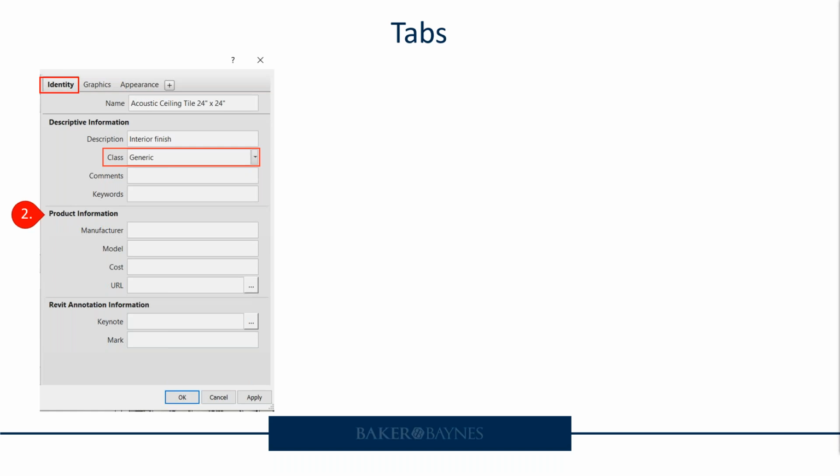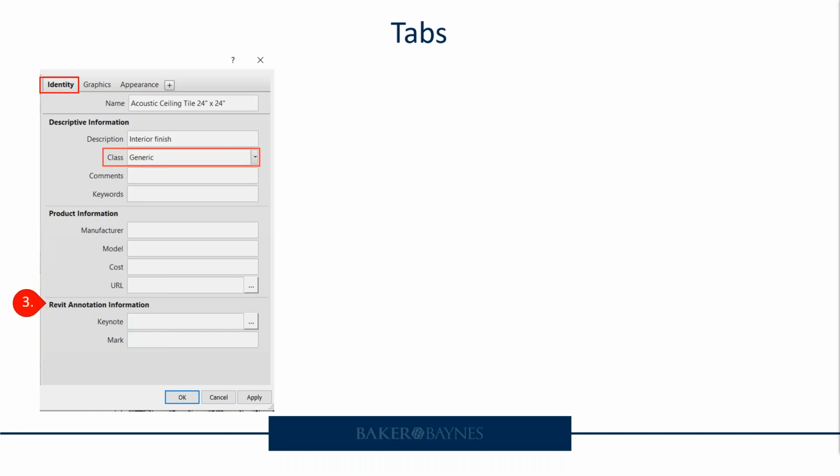Then your product information tells you information like who makes the material, for how much, and where you can find more information online by adding a URL link. Also, model, for instance, is the model number or the code assigned by the material's manufacturer.